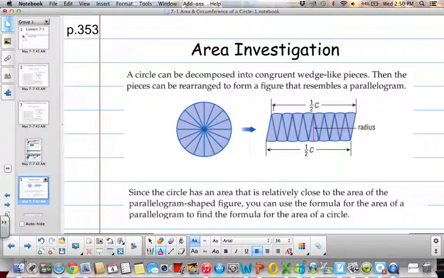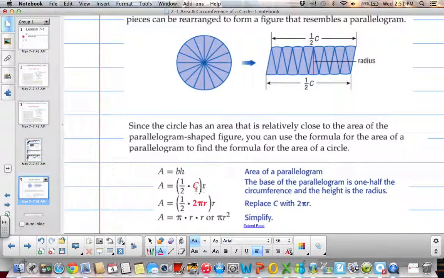We know that the area of a parallelogram is base times height. Well, the height here is our radius because we're taking from the center to the outside, so there's our radius. And because we have half of our circle on this side, we have half of the circumference. So the area of our parallelogram, like I just said, is base times height. Our base is half of the circumference times the radius.